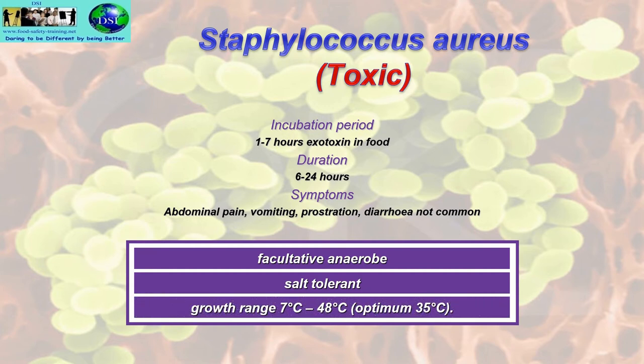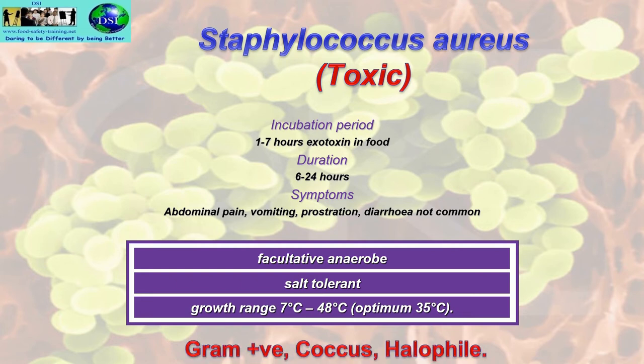The growth range is 7 to 48 degrees C. The optimum temperature, 35 degrees C, so just a little under the human 37 degrees C temperature. It's gram positive. It's a coccus shape, so it's round, like a globe. And it's a halophile, salt tolerant. As I've already mentioned, the picture in the background is Staphylococcus aureus under a microscope, looking very much like a bunch of grapes, which is where Staphylococcus gets its name from.